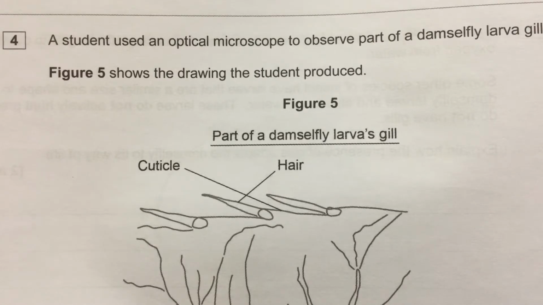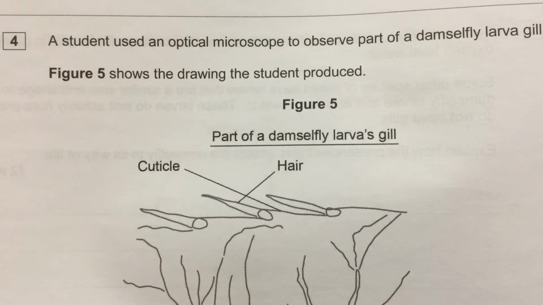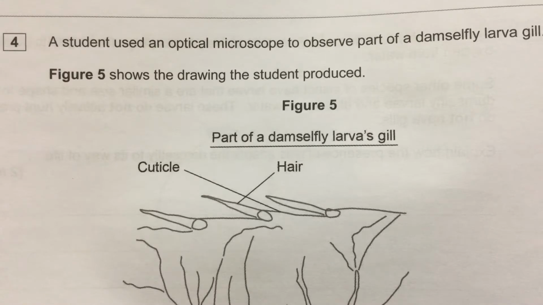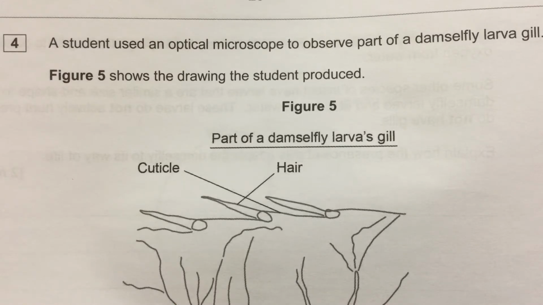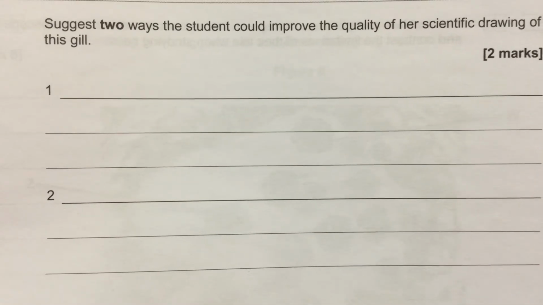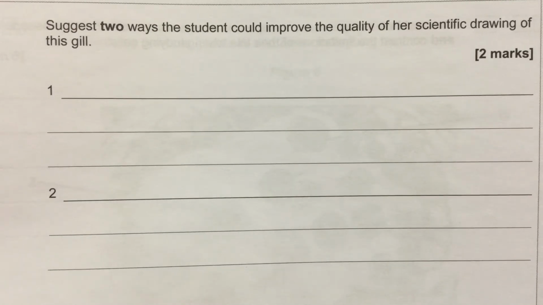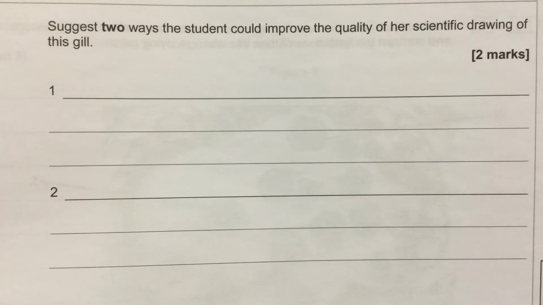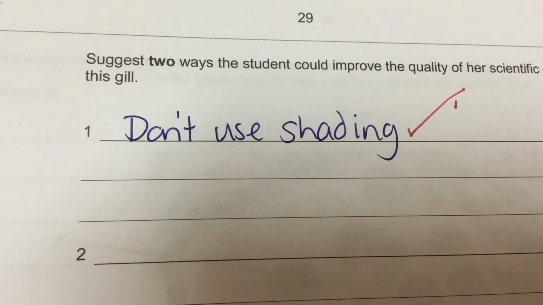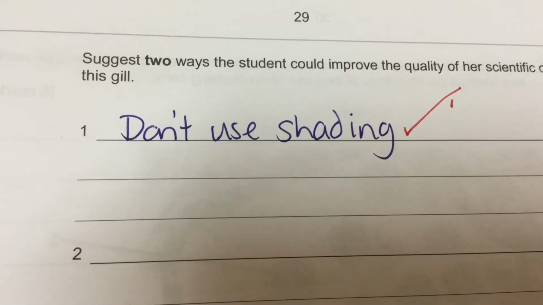Moving on to the next part of the question, a student used an optical microscope to observe part of a damselfly larva gill. Figure 5 shows the drawing the student produced. Okay, and so there we've got a cuticle and there we've got a hair. And the question asks, suggest 2 ways the student could improve the quality of her scientific drawing of this gill. Another fabulous question. So this question is basically asking you about practical skills. And there were many answers that you could have given.